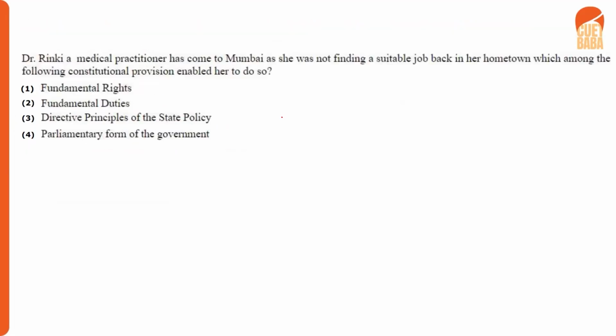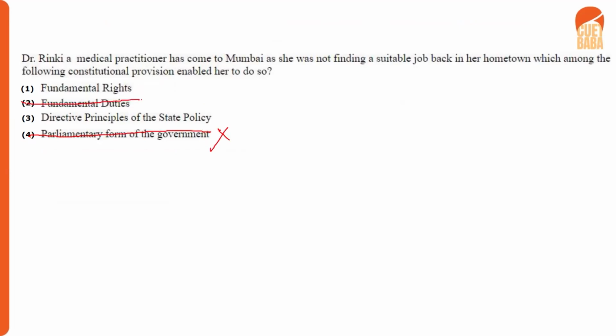Dr. Rinki, a medical practitioner, has come to Mumbai as she was not finding a suitable job in her hometown. Which among the following constitutional provisions enabled her to do so? So, all these options that have been given to you: duties, directive principles of state policy, parliamentary form of government. Parliamentary form of government will not be the answer. This is a very absurd option.